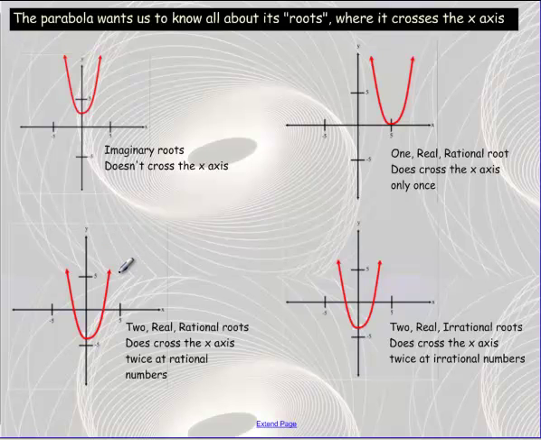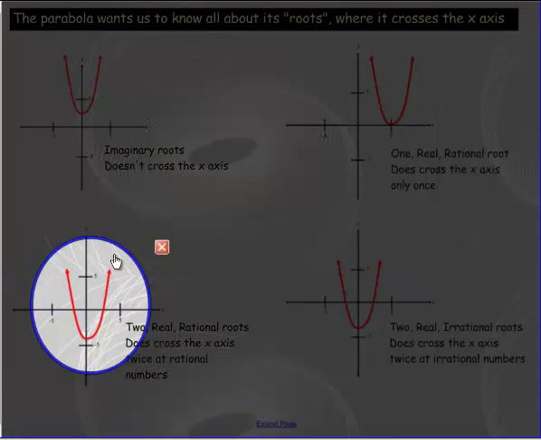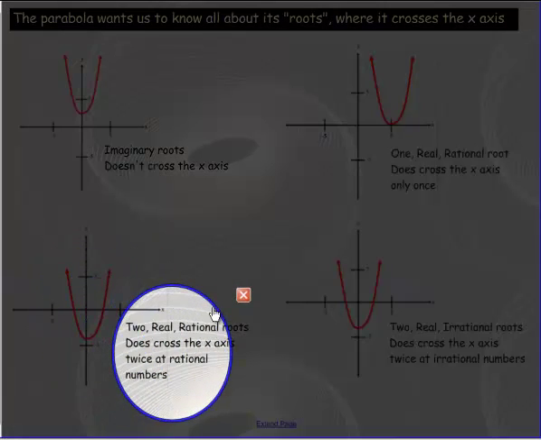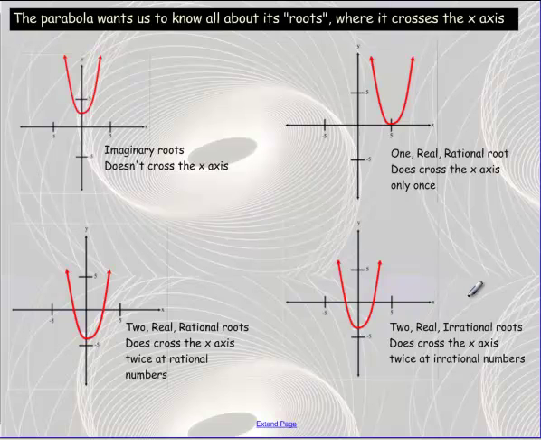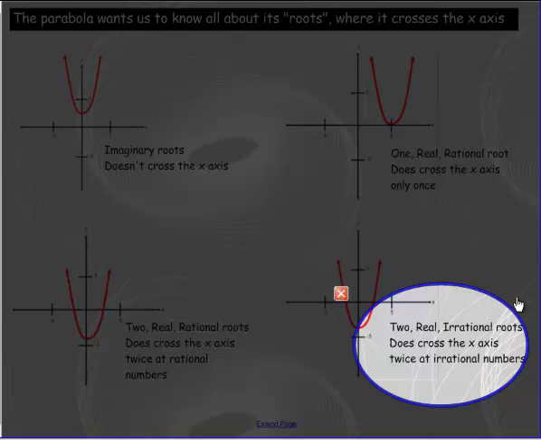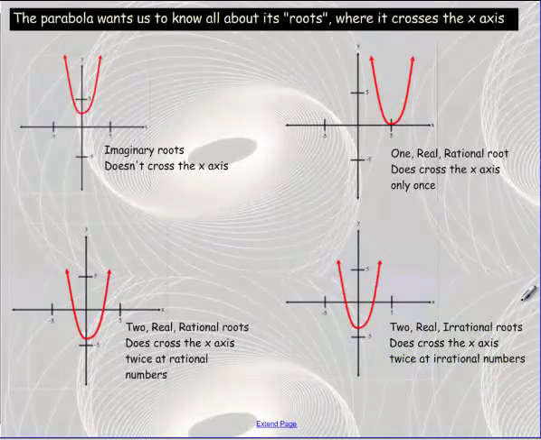It's the last 2 down here that if you take a quick look at their mugshots, it's crossing the x-axis twice. But it's how they cross the x-axis. So this one right here, it's crossing twice. But the roots are real, rational. This one, again, looks just like the other one. It has 2 roots, but they're irrational. So let's look at those closely.